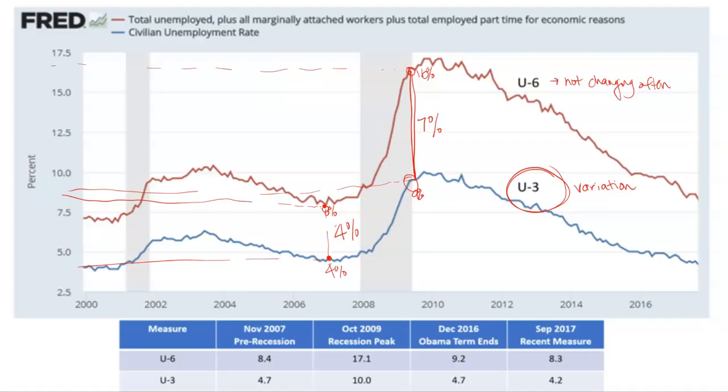The only difference is in U6, sometimes you may have a big change in the number of discouraged workers, and as it goes down, it might go down a lot slower. And so for some measures of the health of your economy, reporting U6 might not be helpful to see if policies are having a quick or immediate effect on the economy.